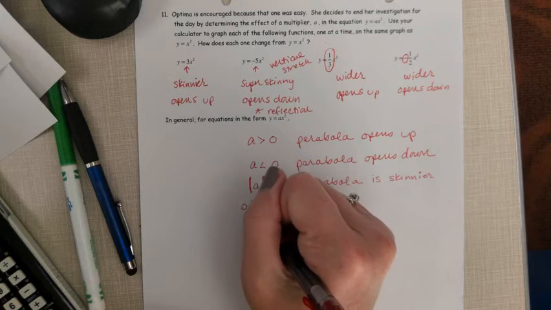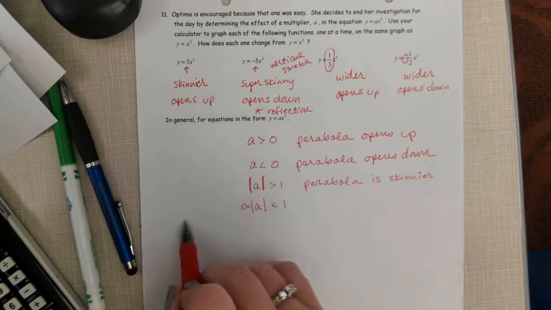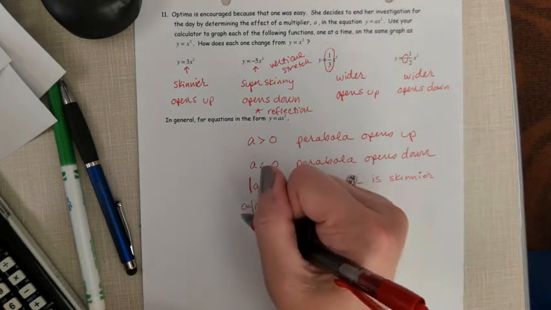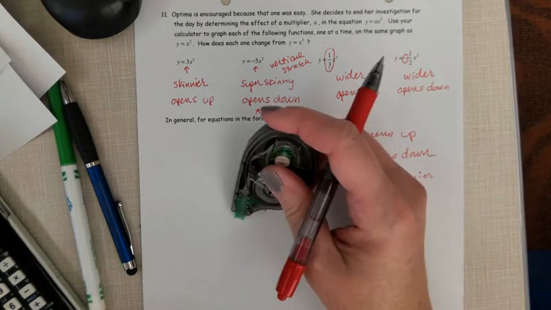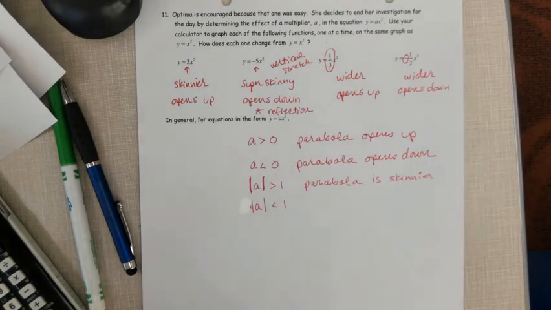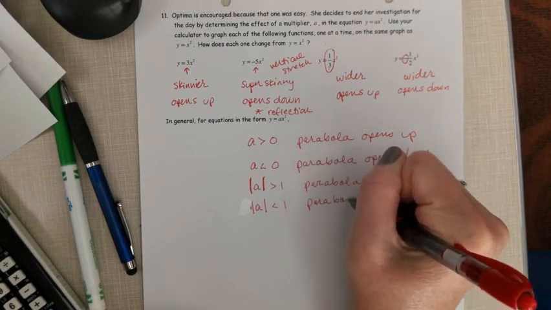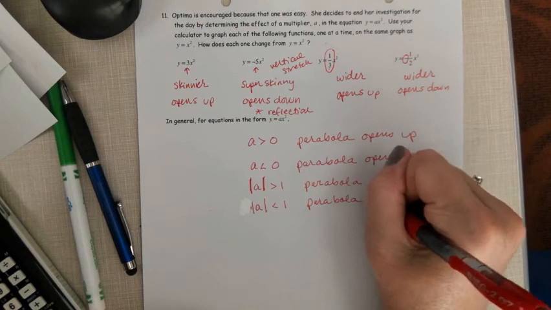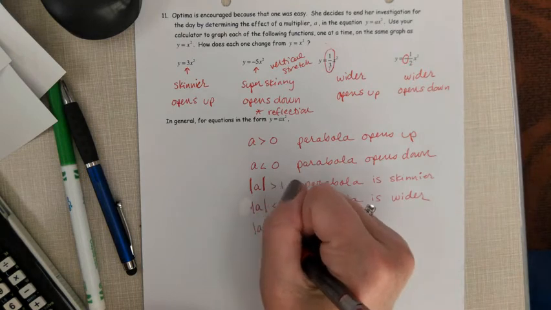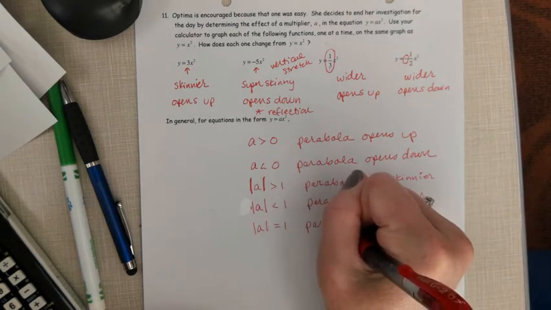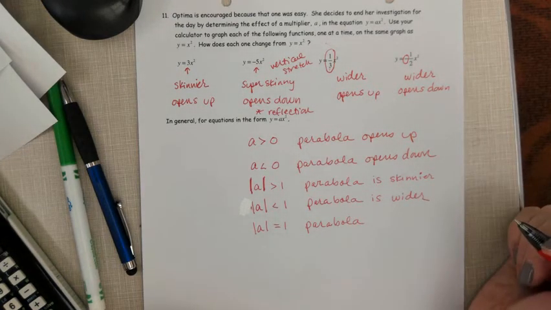Sometimes it's easier for people to see this as a fraction, but that's how you'll see it in a textbook, so I suppose I should be legit. If you ever pick up a math book, the parabola is wider if it's between 0 and 1, and if it's equal to 1, the parabola is the same size. And what is it the same size as? The parent graph.